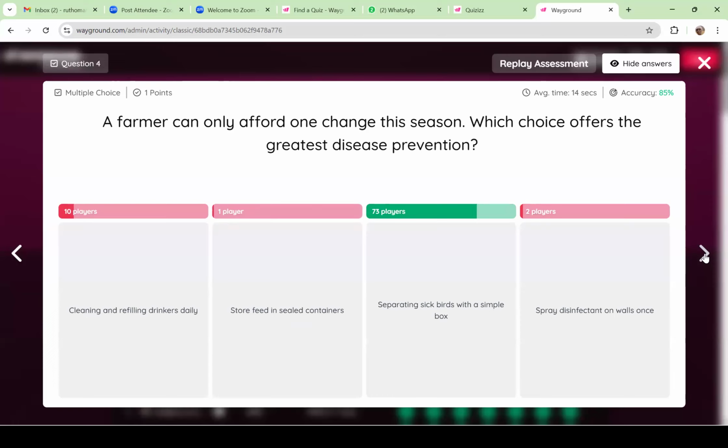The next question's answer was separating sick birds with a simple box. A farmer can only afford one change this season. Which one offers the greatest disease prevention? If they have sick birds and they separate them, the chances are that sick bird may not make all the other birds sick. Cleaning and refilling drinkers can help, but if they're only able to do one thing, and they have a disease problem within their farm, separating all the sick from the healthy ones is going to help them overcome some of the problems they have.